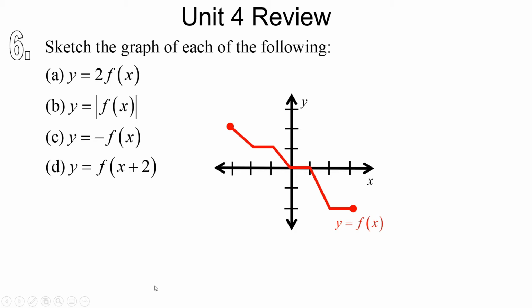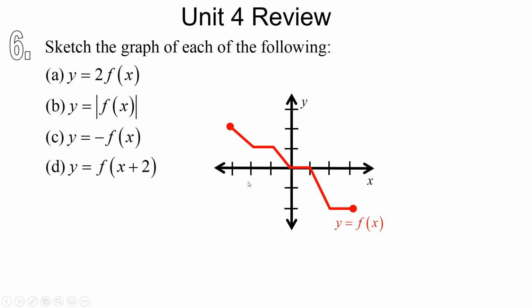Okay, number 6, sketch the graph of each of the following. Well, let's begin with part A. y equals 2 times f of x. Well, f of x is given as this piecewise linear function right here. And if we take that function and we multiply it by 2, that means we're multiplying the output, or the y coordinate, of every point on this graph by 2.